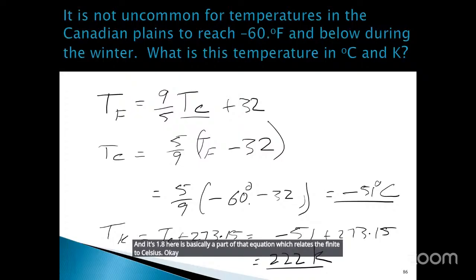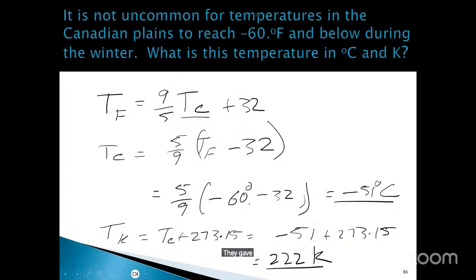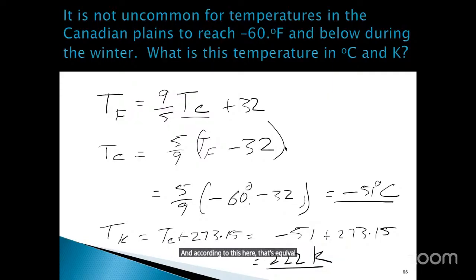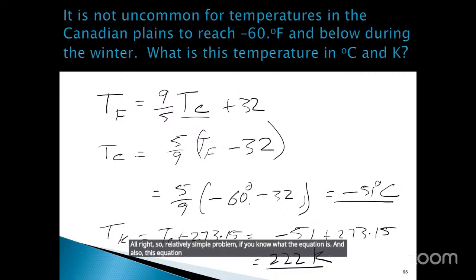Okay, so here's an example. They gave us this question here, and they said that the temperature reaches minus 60 degrees Fahrenheit. What's the temperature in Celsius? So there are two forms of the equation that we know of, but this form is the one that will help us in this case. Basically, all you have to do is put the temperature value here, which is minus 60. And according to this here, that's equivalent to 222 Kelvin. All right, so relatively simple problem if you know what the equation is. And also, this equation is in the table as well. So you don't need to memorize it.